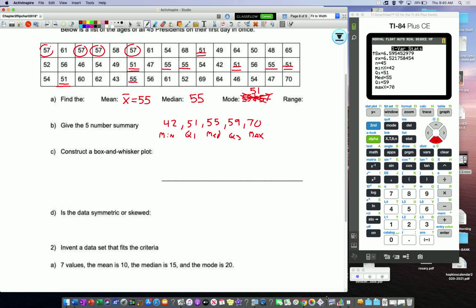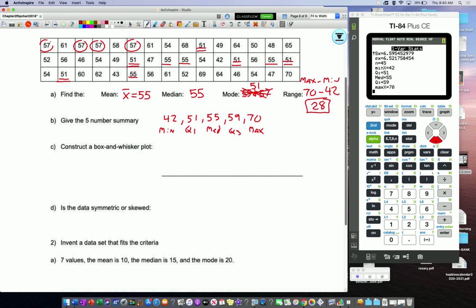All right, so range, max. Remember, it's the max minus the min. Max minus min. So I get 28. So the distance from the lowest to the highest age, or youngest to the oldest, is 28 years.